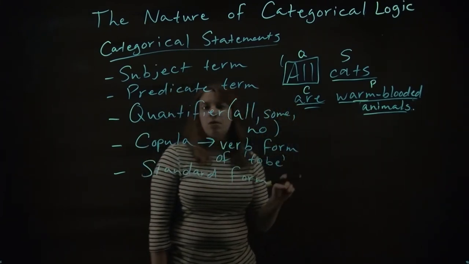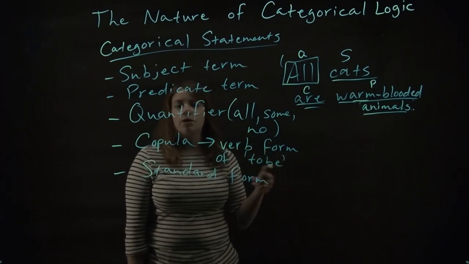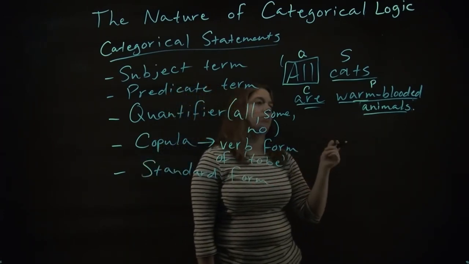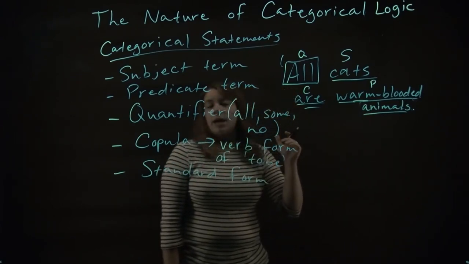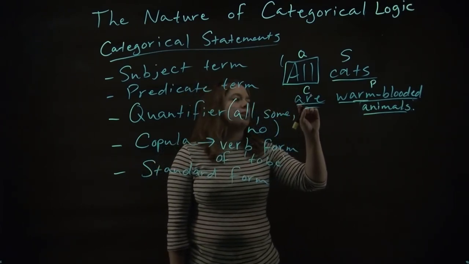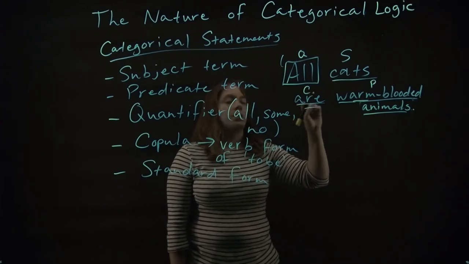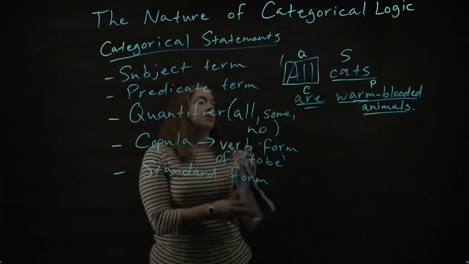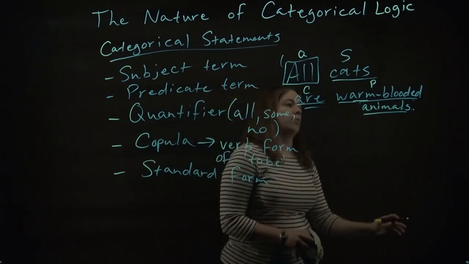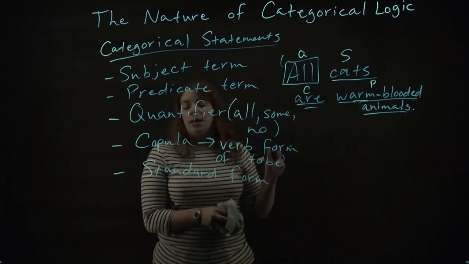So we'll see this later on when we translate ordinary language into standard form of categorical statements. But there are categorical statements that are not initially written with the copula, right? So you have to actually reword or rephrase the entire statement to put it into standard form. But this will come later on in the module.